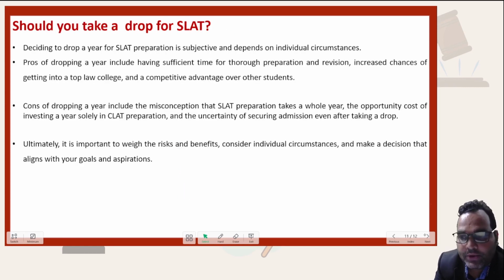If you have 40 to 45, then you have Hyderabad and Nagpur. The next is, should you take a drop for SLAT? It is purely your individual decision.